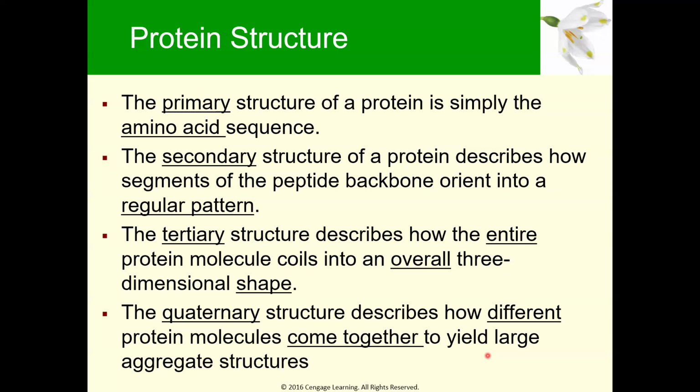Well, whatever that sequence is, that's going to have consequences that go beyond that ordering of residues. And so the first way in which that has consequences is evident in the secondary structure. That's just this regular pattern that develops from that chain of residues. So the secondary structure of a protein describes how the segments of the peptide backbone orient in a regular pattern. We'll see what those are in just the next slide here. But again, I think you've seen all this material before.